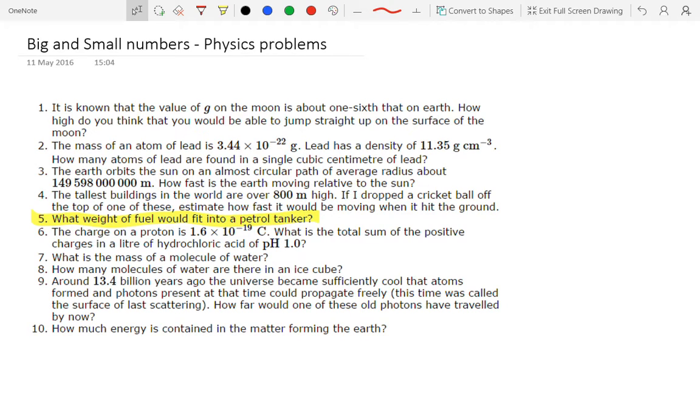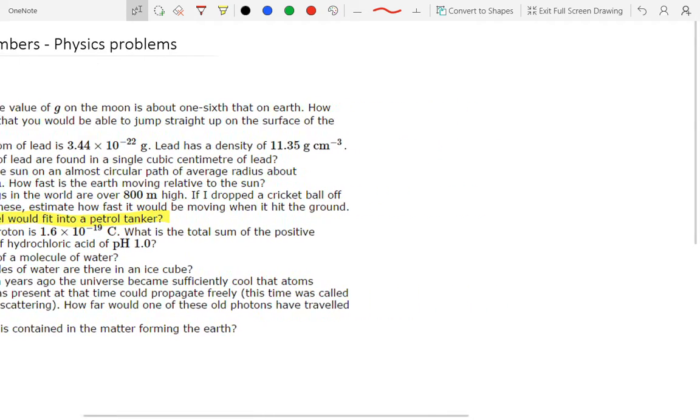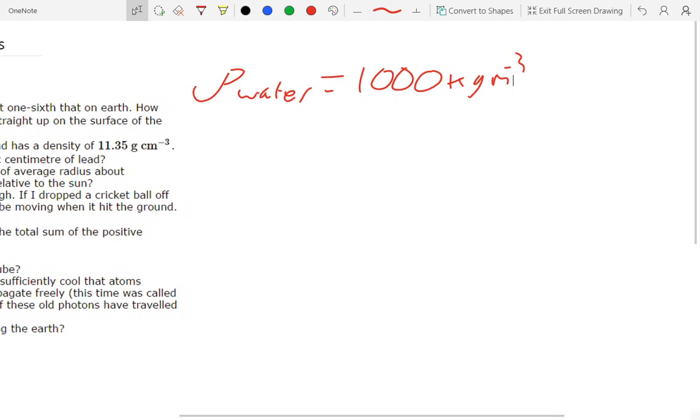So, what would the density of fuel be? Now, you might not know that, but you're probably aware of the density of water. So density of water is about 1,000 kilograms per meter cubed. That's how the kilogram was defined. It was the weight of 1 litre of water. So 1,000 kilograms per meter cubed, because you've got 1,000 litres in a meter cubed. So that's the density of water.